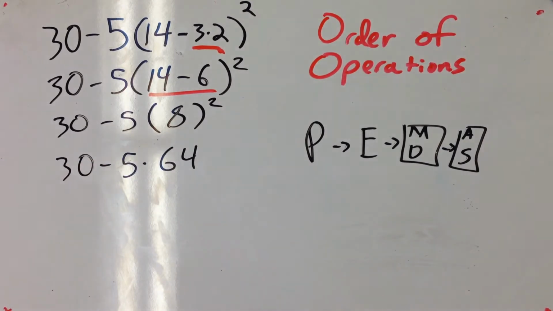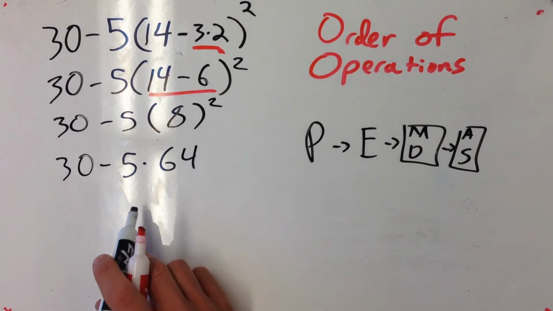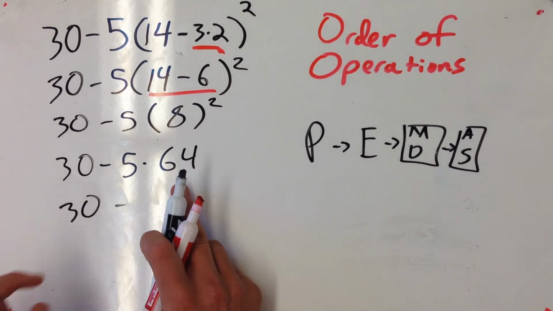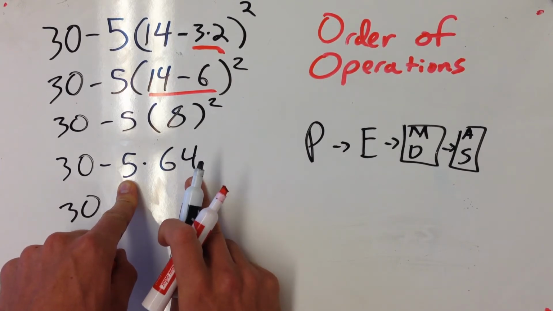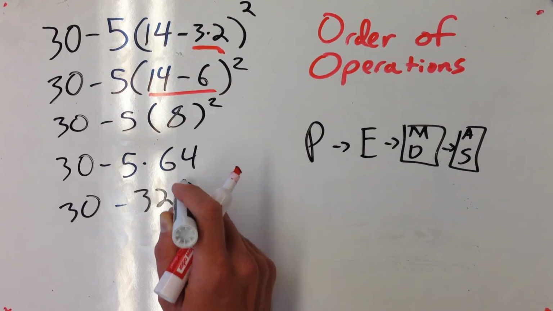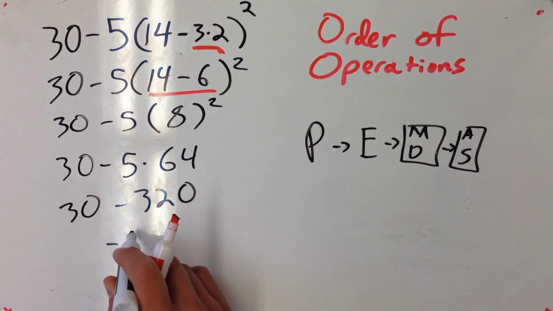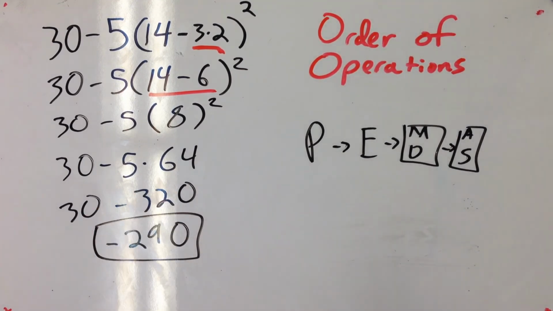And that's 30 minus that. And now we've got to do our multiplication. And I didn't make it easy for myself right here. We're going to have some big numbers. So that's going to be 30 minus 5 times 60 is 300, 5 times 4 is 20, so it's going to be 320. And 30 minus 320 is going to be negative 290. And that's the answer.